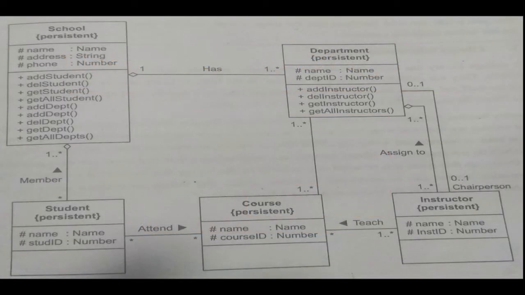The first example of the class diagram is the school information system. All of you know, every school has a number of departments. Many students enroll and become a member of a school. To every department, many instructors are associated, out of which one may become a chairperson. It is not compulsory that every department must have a chairperson.